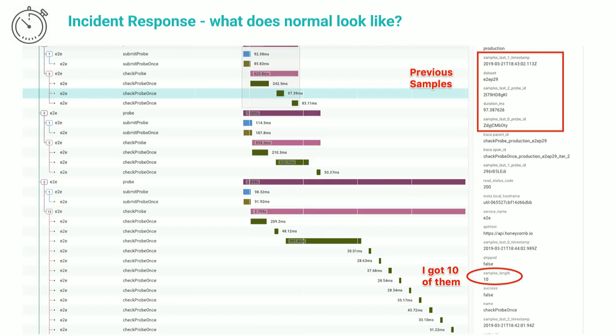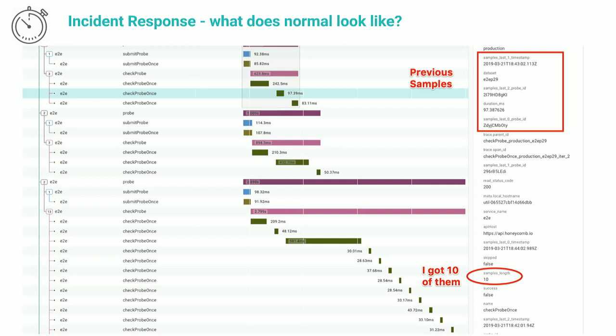The vocabulary here is that a probe is the Go routine that's checking a data set. It submits a probe, and then it later on checks the probe. The check probe span has a number of check probe once spans underneath it. Each of the check probe once spans checks a single time. The check probe span is running that in a loop with a maximum and a timeout and other guards against it running forever. Okay, so this is normal.